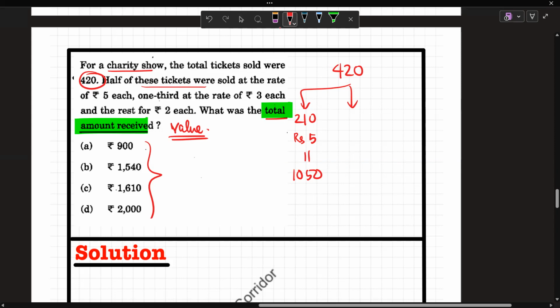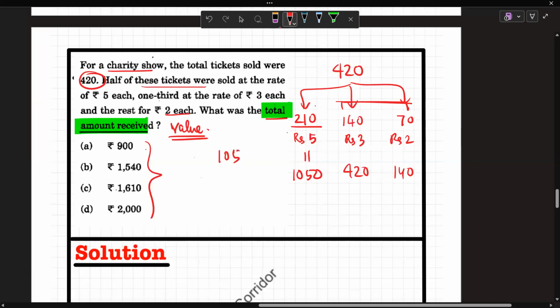One third at the rate of rupees 3. One third of 420 would be 140. 140 at rupees 3 will be 420. Now what is the remaining? This was 210 because it was half. This will also be half. 140 is gone, how much will remain? 70 at the rest, rupees 2 each. Rupees 2 each means 140.